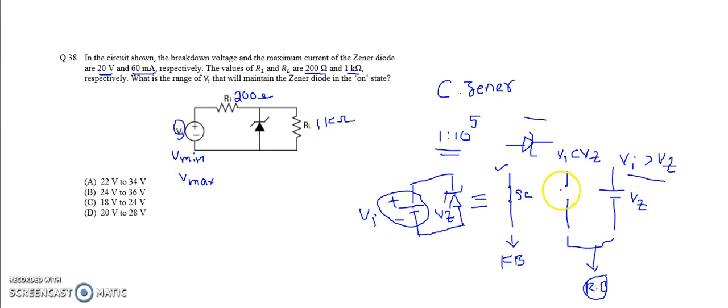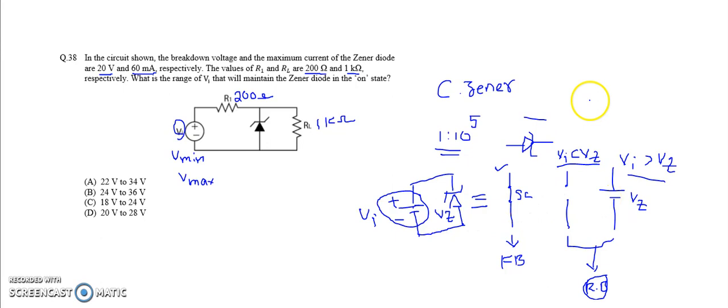When it acts like an open circuit, that means if the input voltage is less than Vz, then the Zener diode acts like an open circuit. If the input voltage is greater than Vz, then it acts like a battery with capacity Vz. So this is the equivalent of the Zener diode.